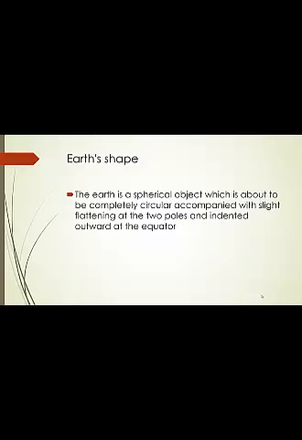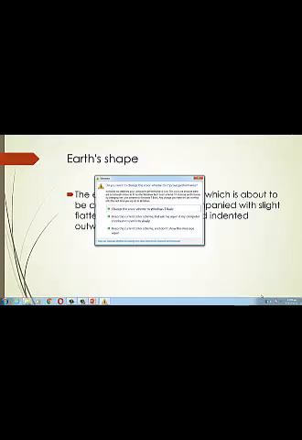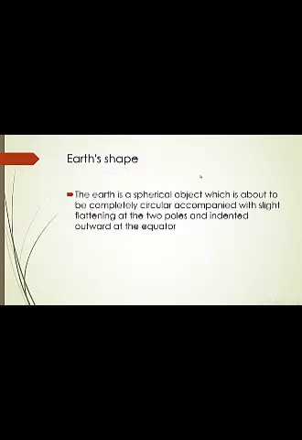Secondly, we will discuss the Earth's shape. The Earth is a spherical object, which is about to be completely circular, accompanied with slight flattening at the 2 poles and indented outward at the equator.